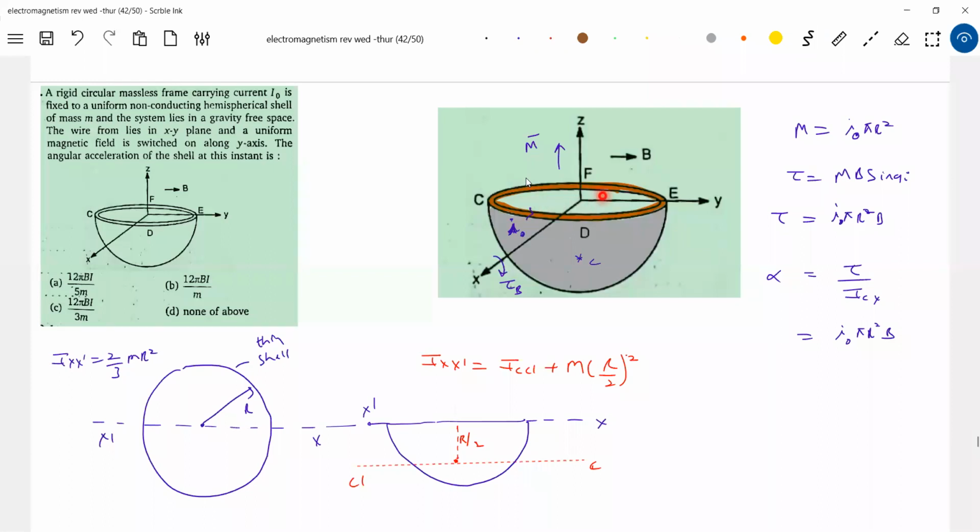Current is flowing here. So what happens to the torque due to the dipole moment? It will try to rotate the ring. Since the ring is attached to the hemispherical shell, the hemispherical shell will rotate about that. The center of mass of the system will be here. Now you mean to say this torque will directly act here? No, sir. Torque will act along the x-axis only, but then why are you finding ICC dash? Okay, that's what I'll get into, the concept.